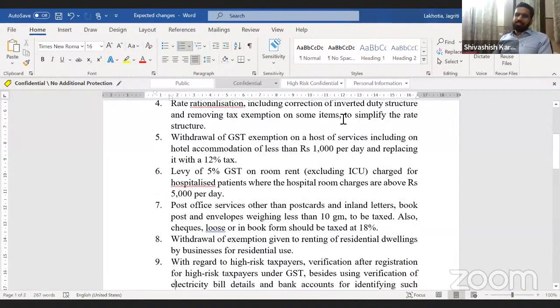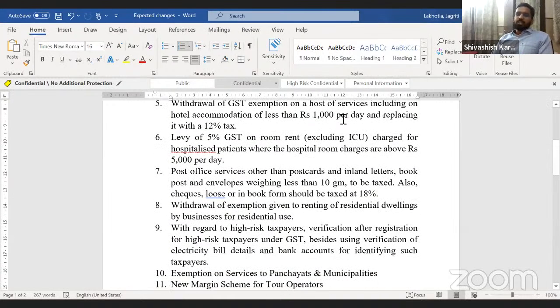Post office related services: currently, speed post services are being taxed. Other services are also proposed to be taxed. Printing of checkbooks and all these things are also proposed to be taxed at the rate of 18%.